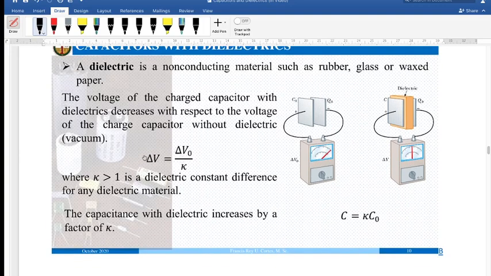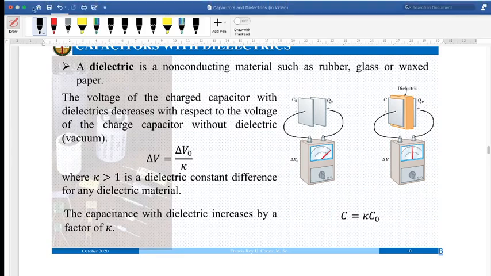So these are usually greater than 1. So if we have this relationship na imuhang delta V is equal to delta V sub naught over kappa, then your capacitance will actually increase by a factor of kappa. So yung charges natin sa charged capacitor na walay dielectric o naay dielectric are actually equal lang. So this will not change. So what changes actually is the capacitance and the voltage nga naay dielectric. So I will show you.